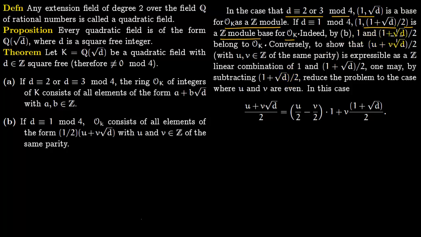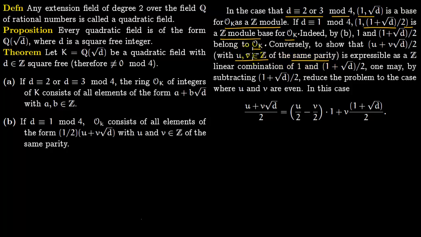So obviously 1 and (1 plus square root of d) by 2 belong to this O of k, because you can just put 1 and 1 here for u and v, or you can put u as 1 and v as 0. You get 1 and (1 plus root t) by 2. Now we can also show that every such thing can be written as a linear combination of these two numbers, 1 and (1 plus root t) by 2, with u and v of the same parity.